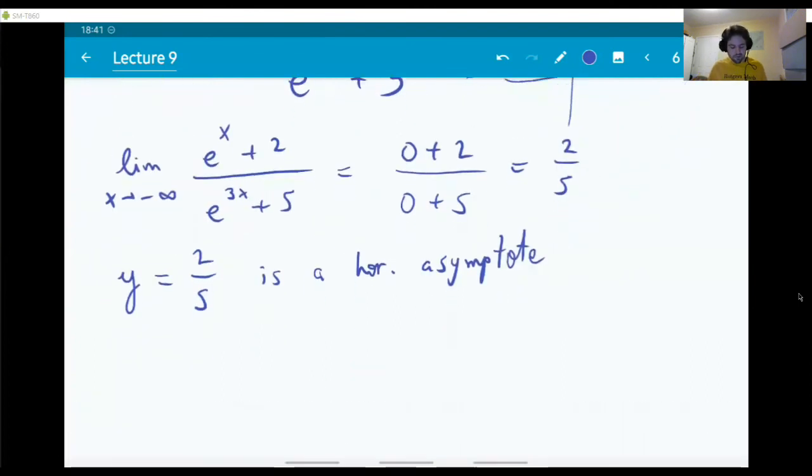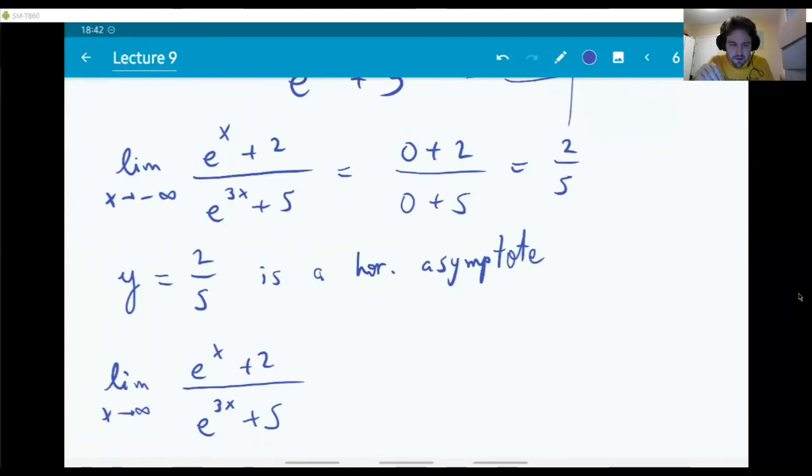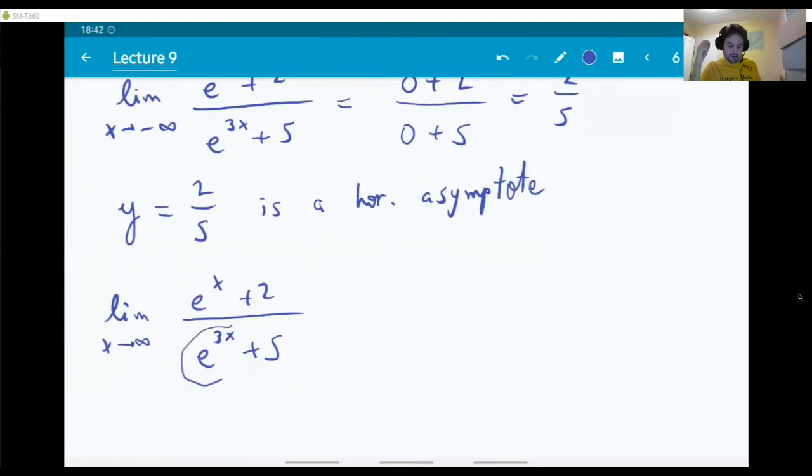What about now at plus infinity? Now you have a problem if you try to plug in, because both e to the x and e to the 3x will go to plus infinity. Infinity over infinity is now indeterminate, which means we need to simplify this somehow. The best way to do this is by dividing by e to the 3x, which you can consider the highest degree term in the denominator.